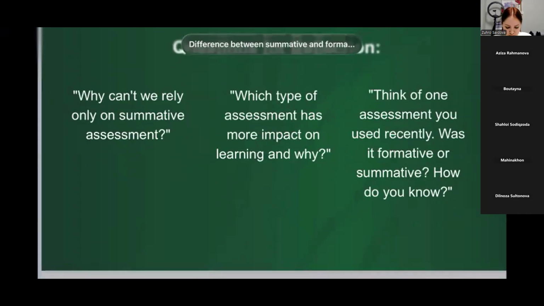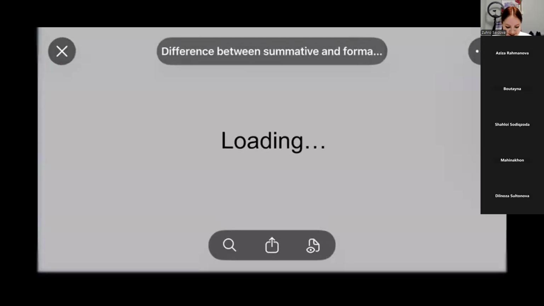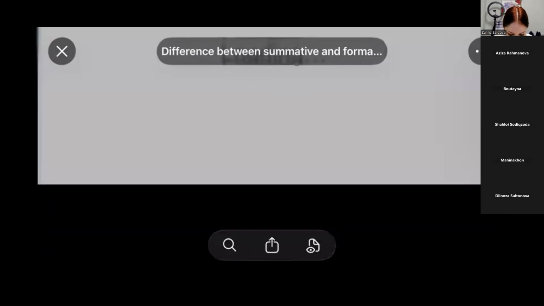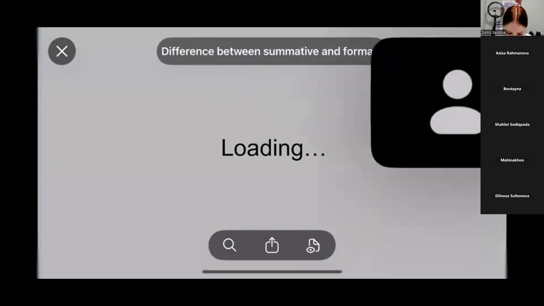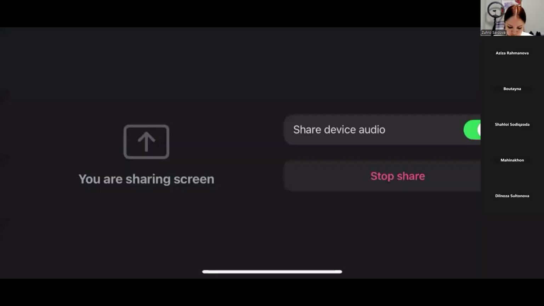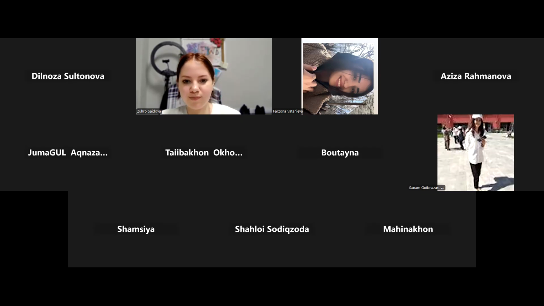So maybe we should move to the next slide. The next slide isn't loading, but I believe it was the thank you slide. Yeah, I use both types of assessment, but summative assessment I use once a month, like a test or quiz. Sanam, I also use both types of assessment, and yes, you're right that by using summative assessment once a month.